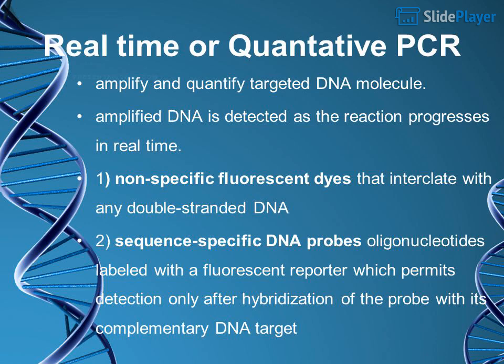Real-time or quantitative PCR. Amplify and quantify targeted DNA molecule. Amplified DNA is detected as the reaction progresses in real time. 1. Non-specific fluorescent dyes that intercalate with any double-stranded DNA. 2. Sequence-specific DNA probes, oligonucleotides labeled with a fluorescent reporter, which permits detection only after hybridization of the probe with its complementary DNA target.